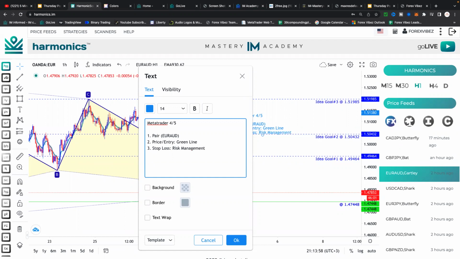Manage. There we go. Good thing you don't have to know math or how to spell to trade in the Forex market. Thank goodness.